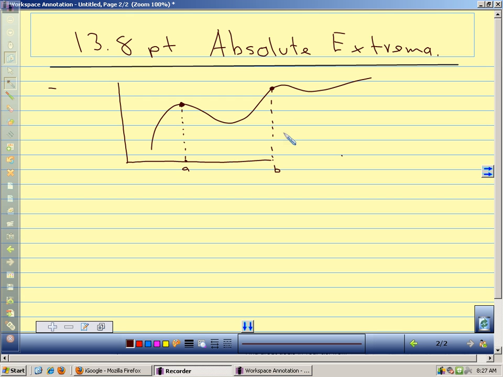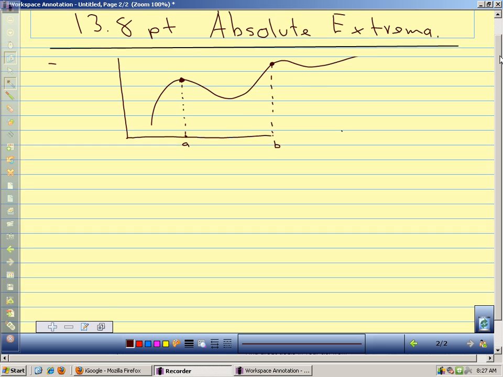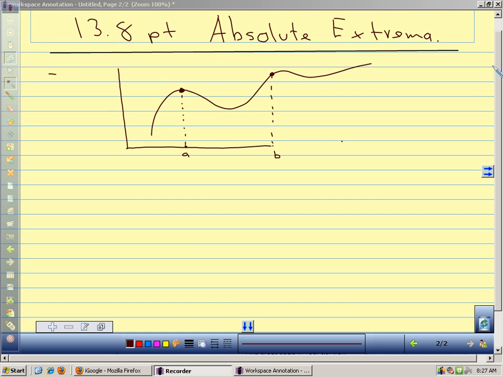So we have to do a similar thing with multivariable functions, except our endpoints, rather than points, are going to be functions. So we have boundary functions that we have to examine. And that's what makes absolute extrema a little more work intensive with multivariable functions.